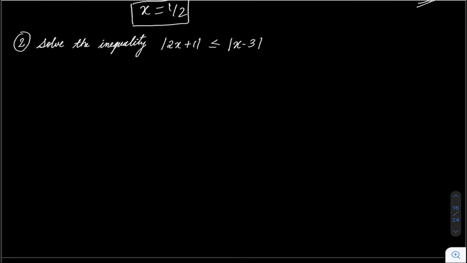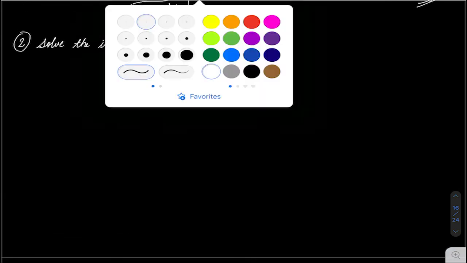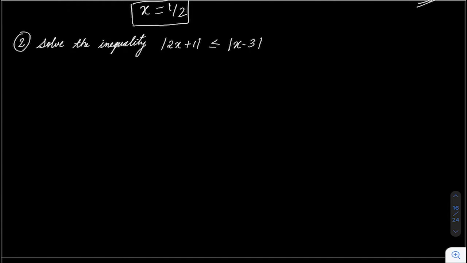Now we have a second question. Solve the inequality mod of 2x plus 1 is less than or equal to mod of x minus 3. Now again we have an inequality, so again we will go for the graphical method. So first, quickly draw the graphs of both the modulus. Let's see what happens after that.